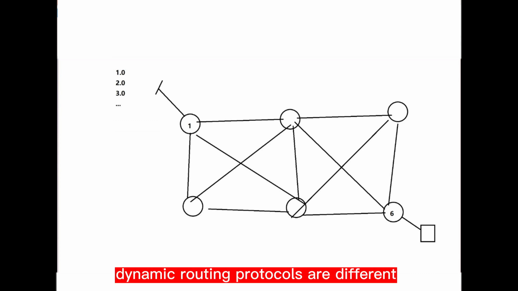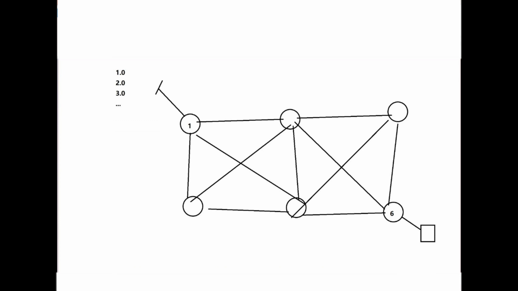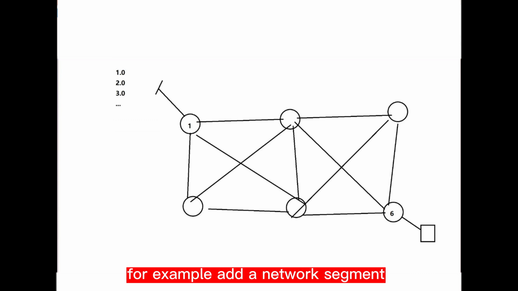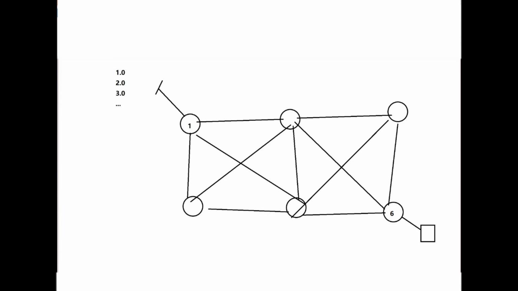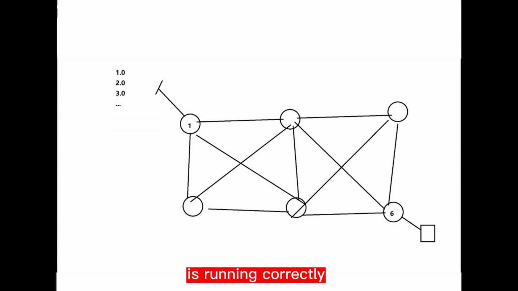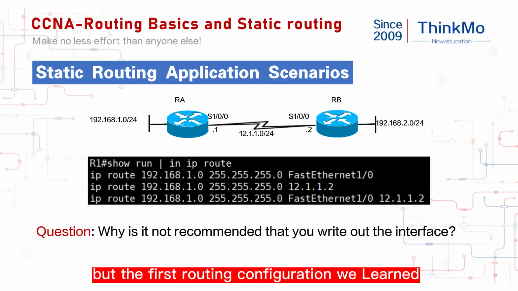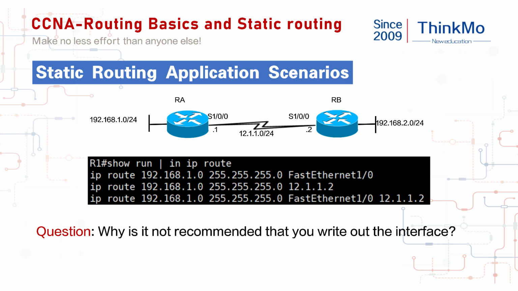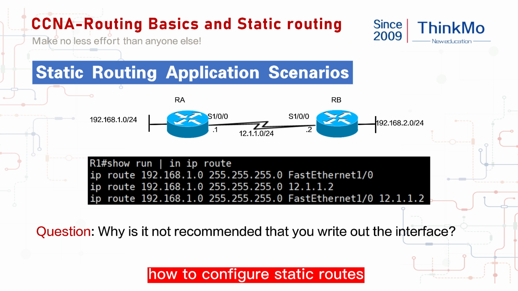Dynamic routing protocols are different. If some changes arise in the middle, for example, adding a network segment or deleting a network segment, it can synchronize itself, as long as the dynamic routing protocol is running correctly. Then it won't have any problem. But the first routing configuration we learned is definitely static routing. Let's start with how to configure static routes.